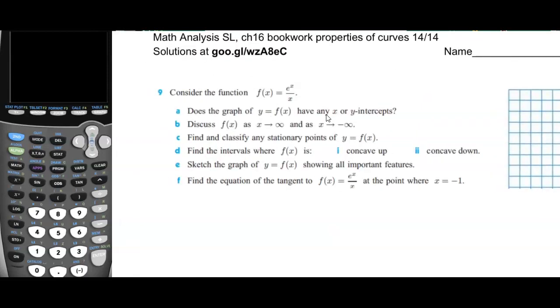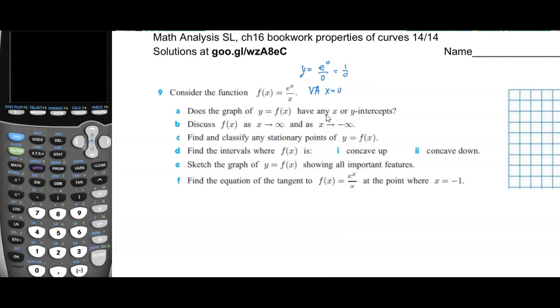We put 0 in for x, we put 0 in for y. So to find the y-intercept, we put in 0 for x. Ooh, 1 over 0. That's infinity. Okay, no. Remember, vertical asymptote at x equals 0. Okay, so vertical asymptote at x equals 0. Good to know.